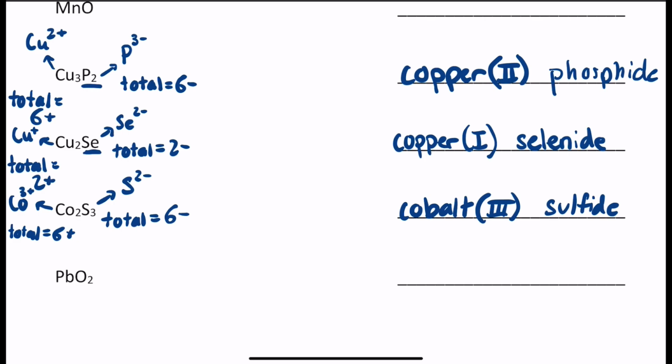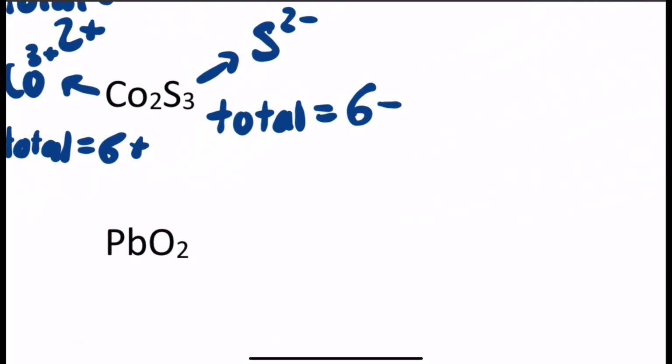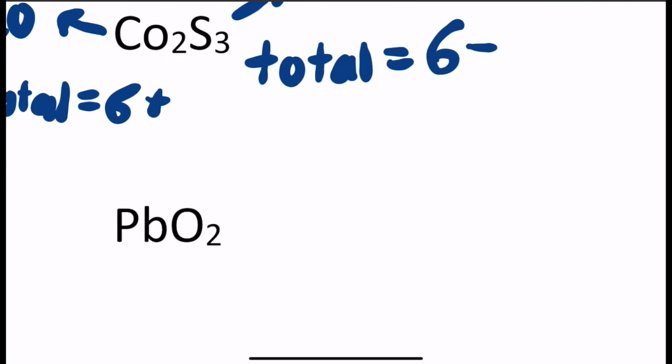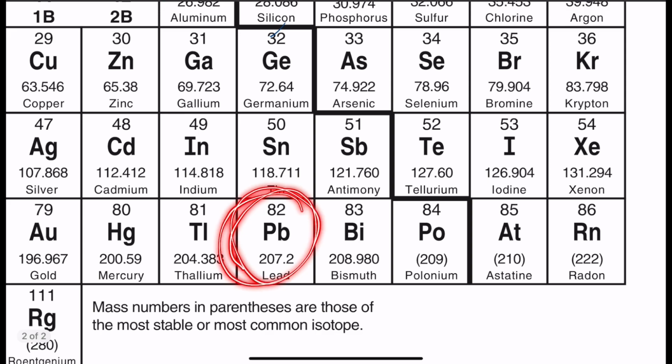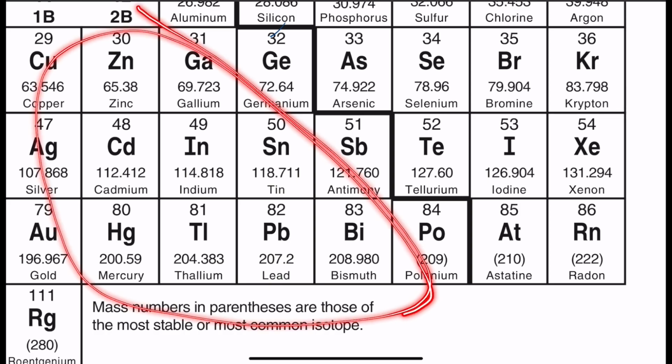Our final example is this PbO2. So in order to name this, let's figure out what Pb is. If you look on your periodic table, Pb is right here. It's number 82. It is lead. Since it's in the metals category of things, it's on this side of the zigzag line.